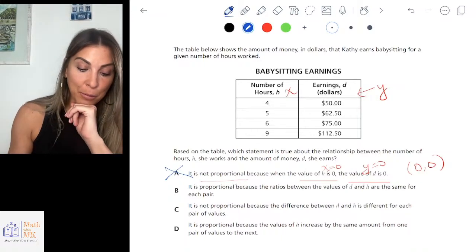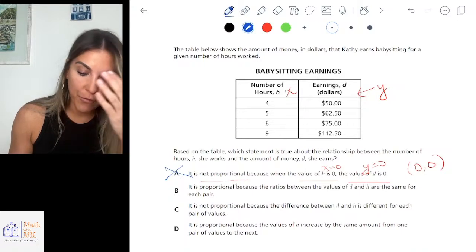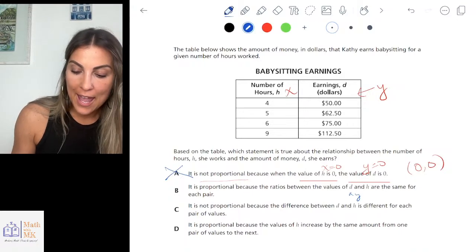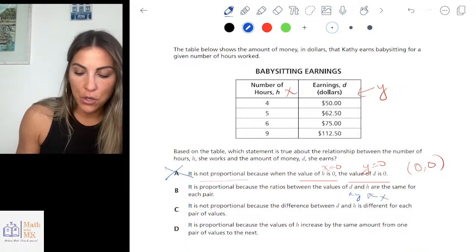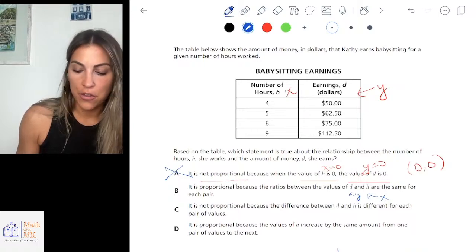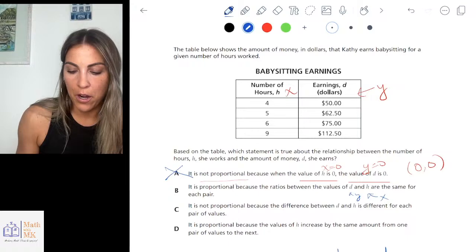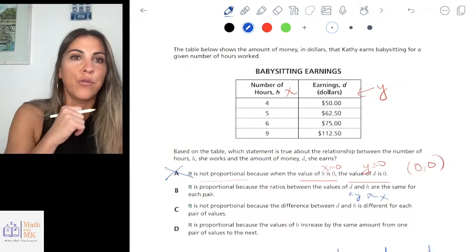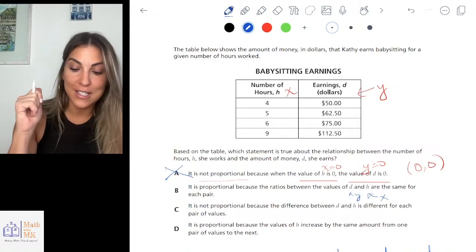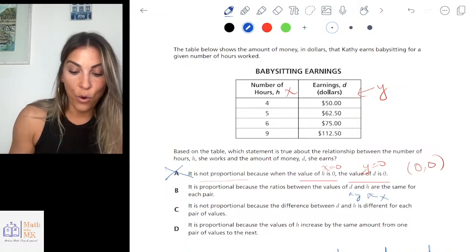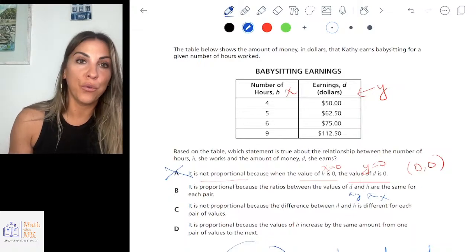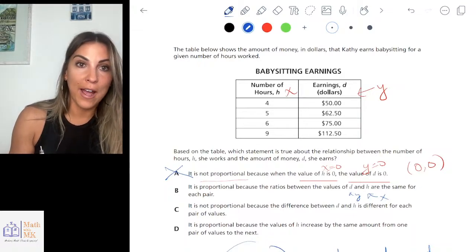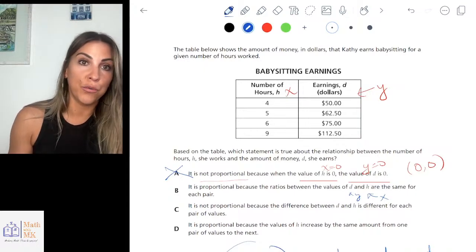B, it is proportional because the ratios between the values of D, remember I said that's Y, and H, that's the same as X, are the same for each pair. The ratios between D and H, they're saying are the same. No matter which ordered pair I pick, I'm always going to get the same value for D over H, because D over H is the same thing as Y over X. And we said that Y over X is our formula for K, our constant of proportionality. This would be a good reason. So the reasoning in B is correct, but now I have to see if it's actually true, if the ratios are equal.